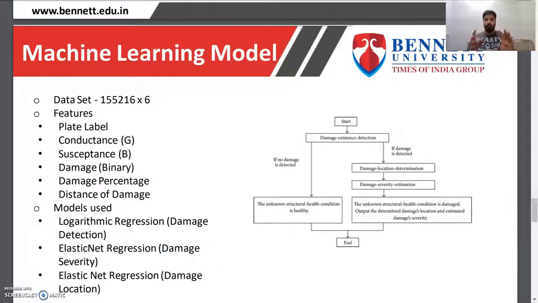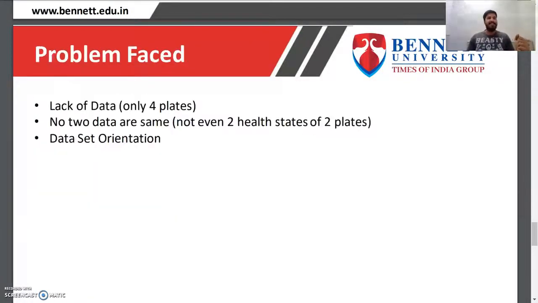The flowchart of the problem is: we start, and we detect if there is damage or not. If there is no damage, then we don't need any detection. If there is damage, we localize where the damage is, then determine how much the damage is, and then the program ends. Of course, it will show the results, and then the program ends.